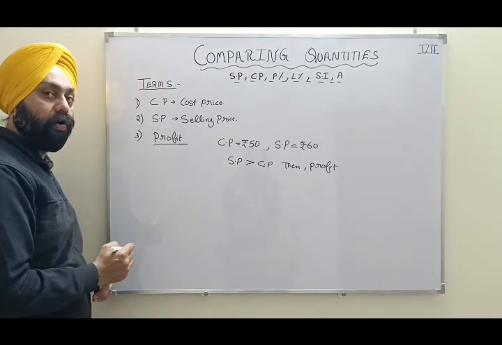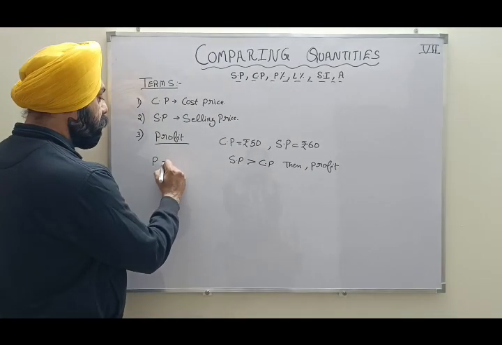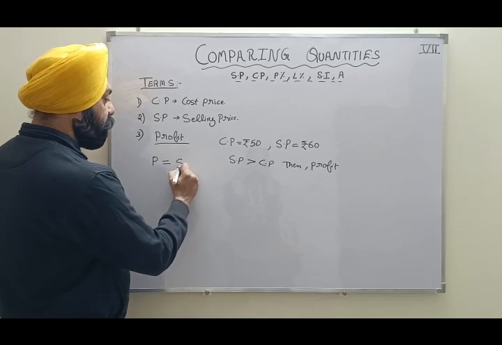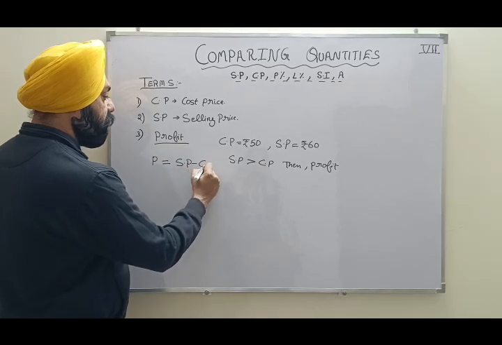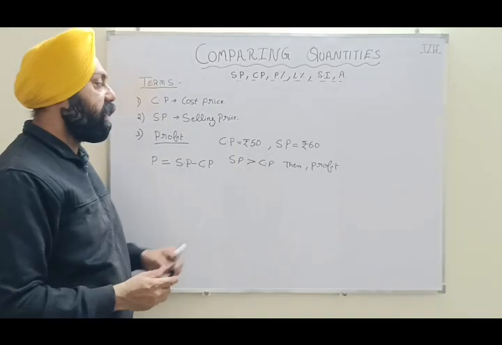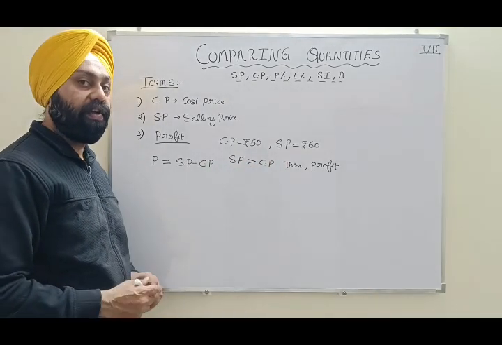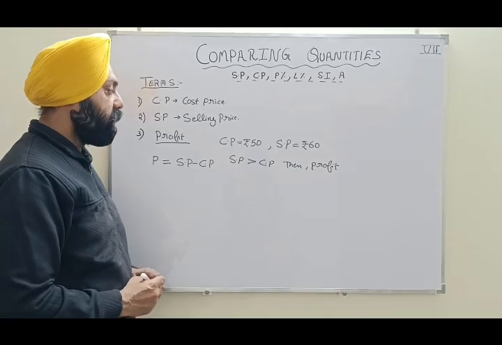And the formula for profit is P is equals to SP minus CP. So profit is selling price minus cost price. So in this case, I bought a pen for 50 rupees and sold it for 60 rupees. So my profit here will be 10 rupees.